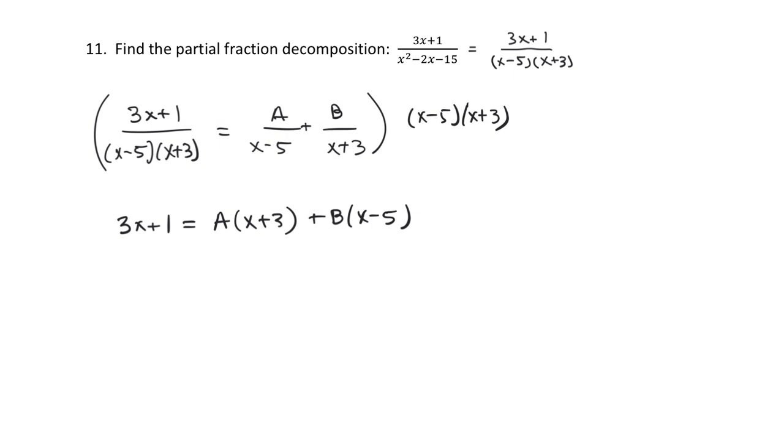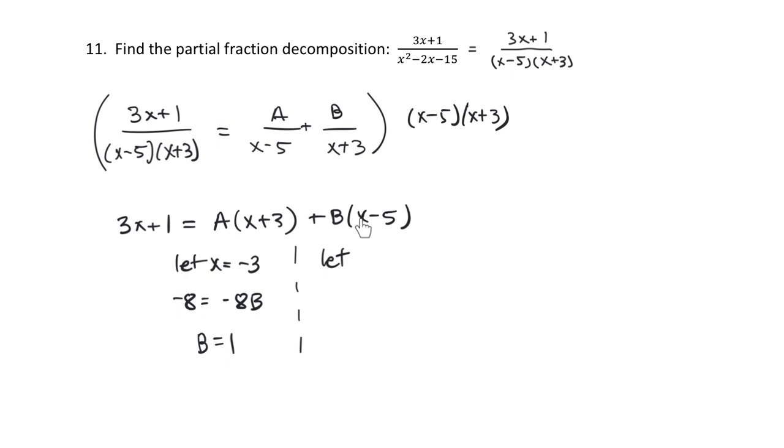The method that was shown in class for this next part is called choosing convenient values for x. If I want a to disappear or if I want b to disappear, you have to choose x carefully. If I want to solve for b first, I'm going to let x equal -3. Then -3 plus 3 is 0, which means a is going to disappear. So let x equal -3. That's going to be -9 plus 1, which is -8. -3 plus 3 is 0, so a is gone, but -3 minus 5 is -8b. So b equals 1.